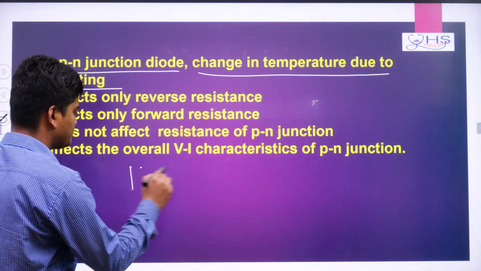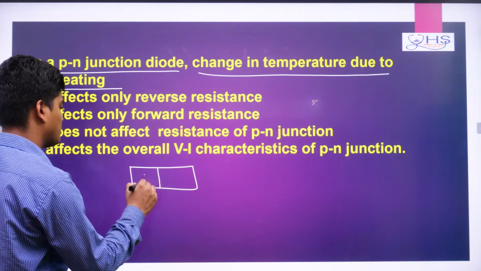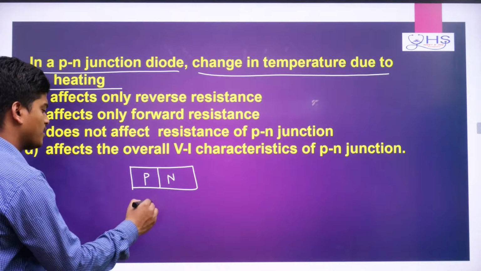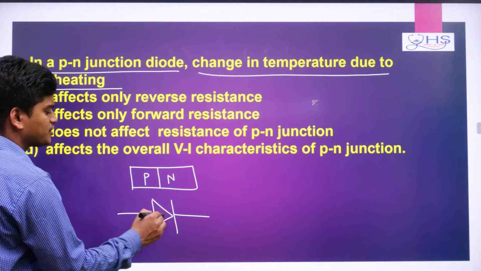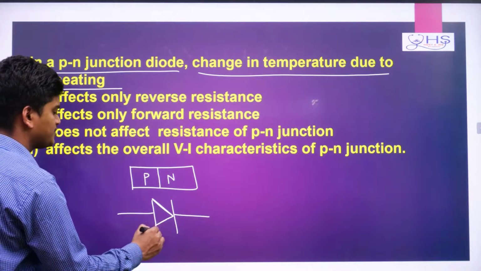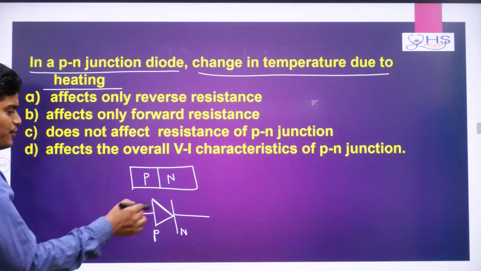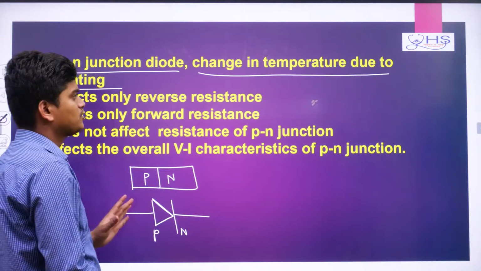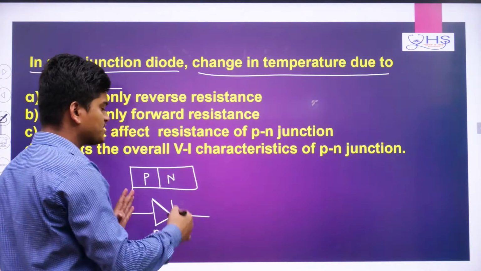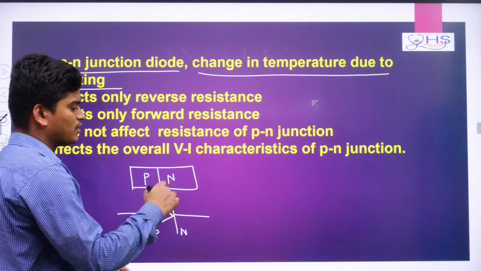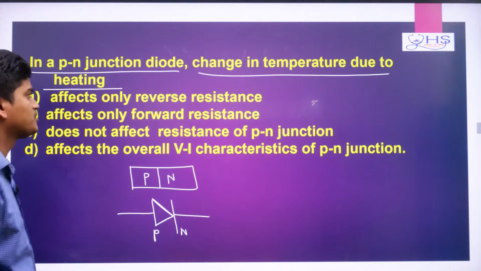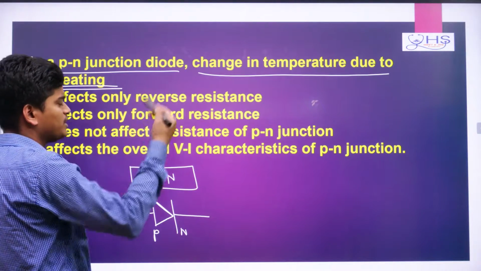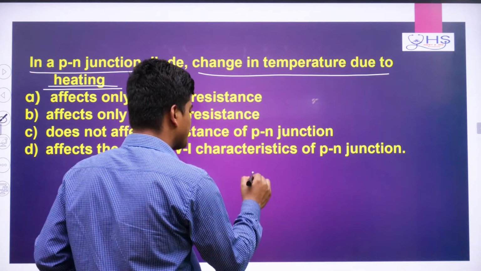Now remember, this is the block diagram we basically take as a PN junction diode, and this is the symbol of the PN junction diode. This side is P, this side is N. If you heat this PN junction diode, that means the temperature changes, either you are heating or decreasing the temperature, but mainly increasing it. Here, heating means the temperature increases.